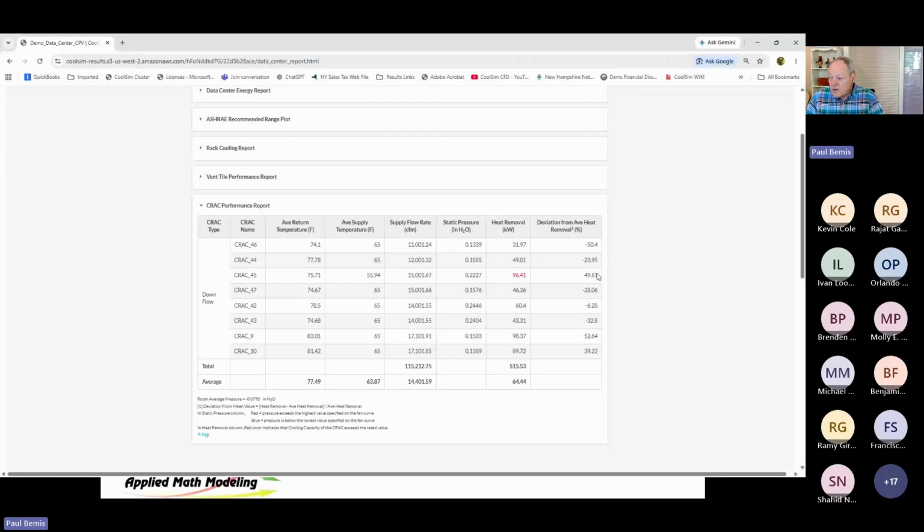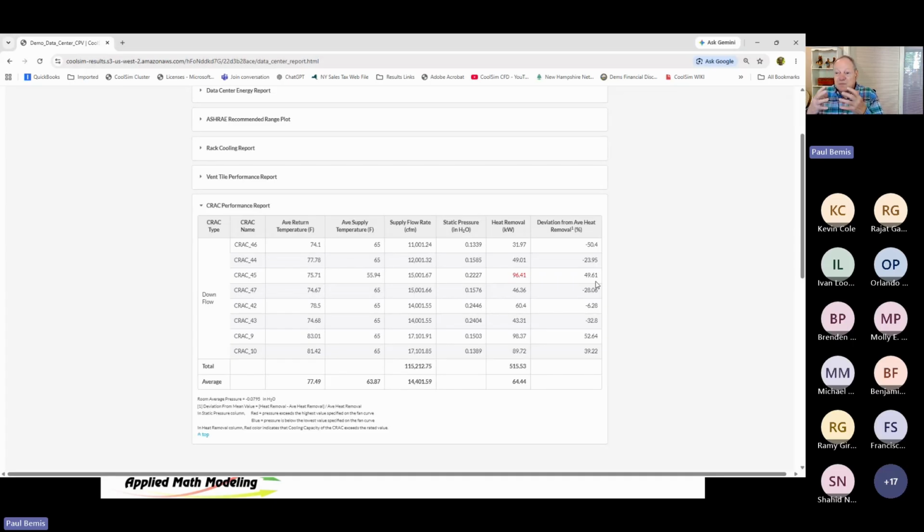You see the asymmetry in those cooling units over here. In other words, this unit right here, CRAC 45, is delivering 49% more than the average, where others are performing minus 50% of the average. So this variation over here shouldn't be that great because it means there's a dependency on a particular cooling unit. CRAC unit 45 looks like the worst one to me.